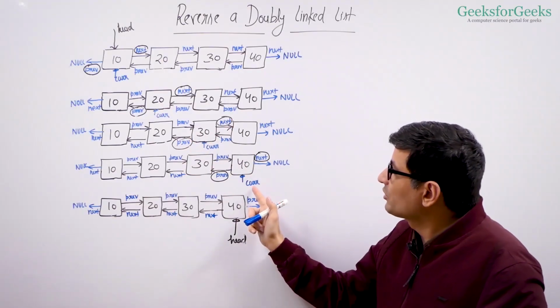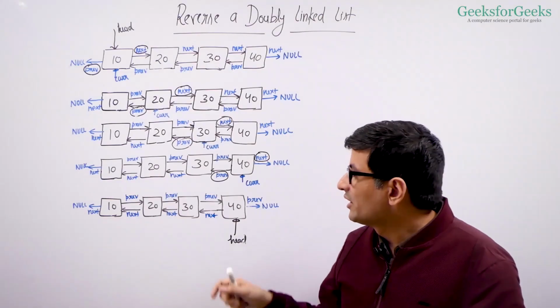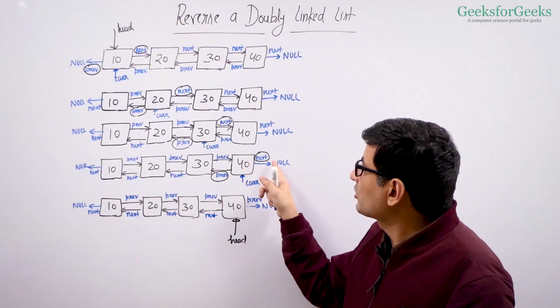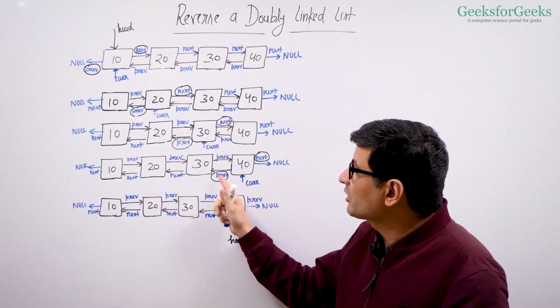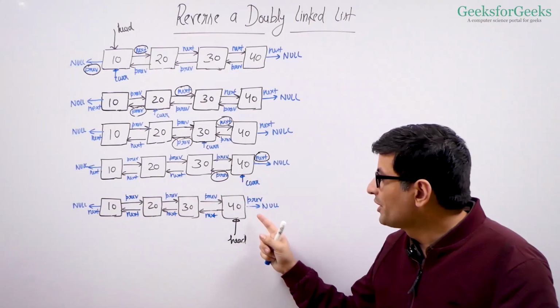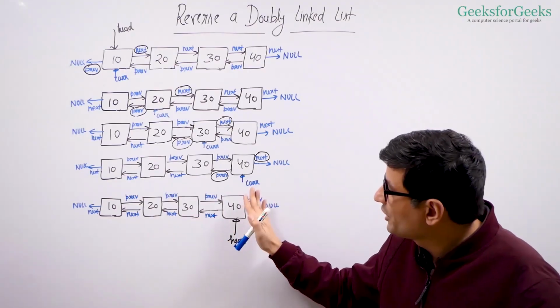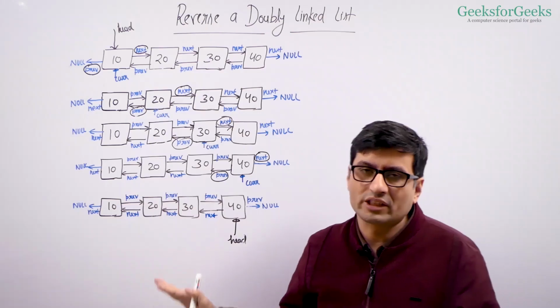Now we come to the last node. And if you see the last node, we again want to do the same thing. In the original linked list, next of last node is null and previous of last node is 30. But in the modified linked list, we want previous of this node to be null and next of this to be 30 because this is going to be the head of our reverse linked list.